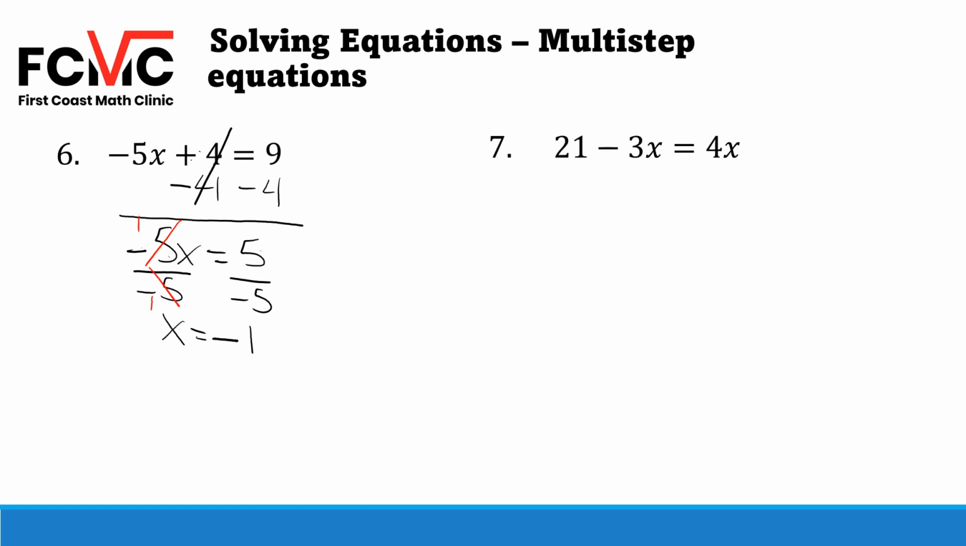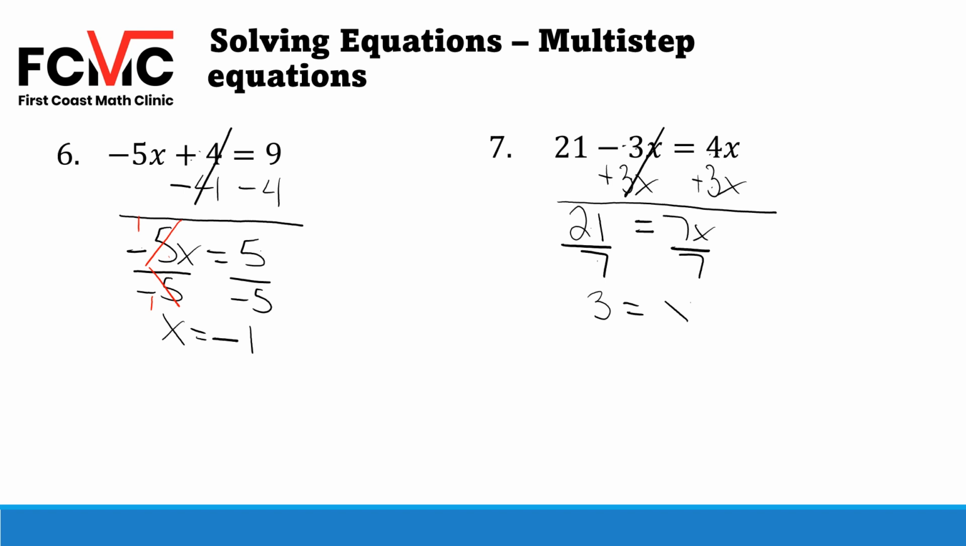Now number 7, our like terms are going to be the 3x and the 4. I'm subtracting 3x, the sign of the 3x is minus. So to undo subtracting, I have to add. So I'm going to add 3x to both sides. So I get 21. -3x plus 3x gives us 0 and they basically cancel each other out. 4x plus 3x gives us 7x. Now let's undo the multiplication and divide by 7. 21 divided by 7 is 3, so we get x equals 3.